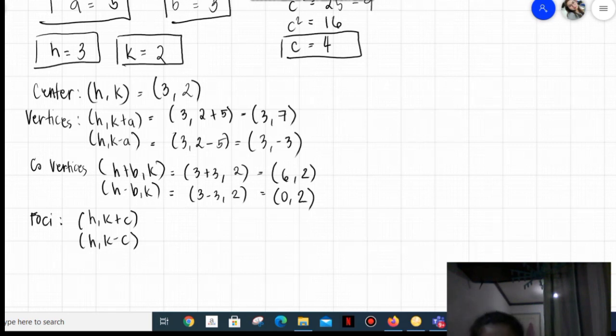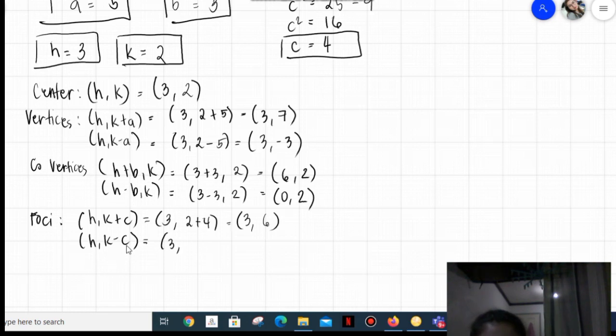Okay, so computing na natin yung ating foci. Ang foci natin is h and then k plus c. Ang h natin is 3. Susundan nyo lang naman yung ating given, yung mga nakuha nating points kanina. 3 ang h natin and then k plus c, so 2 plus 4. We have 3 and 2 plus 4, we have 6. So, 3 and 6.